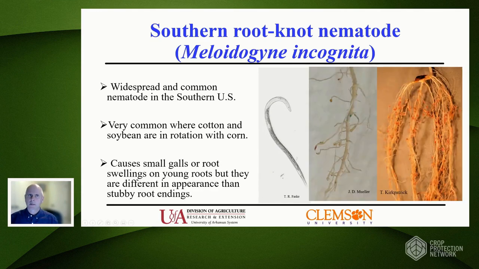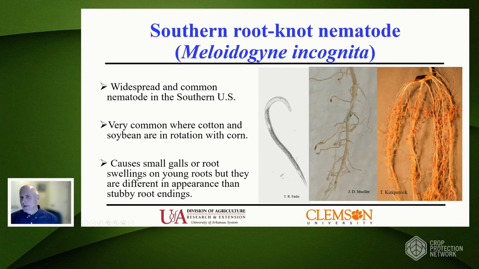Symptoms are not as dramatic as something like stubby root. You do get some smaller galls or spindle-shaped root swellings. Again, they're at the tip here. This is actually a result of the juvenile, the second stage juvenile, entering the root system and establishing a feeding site, and you get this swollen root system. But there's certainly a difference. You don't have that starburst type symptom development. It's just more of a root swelling.